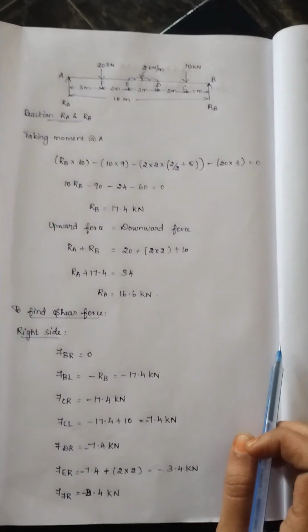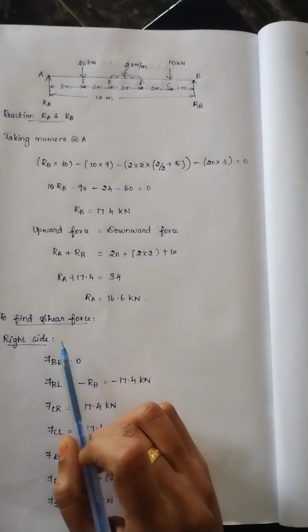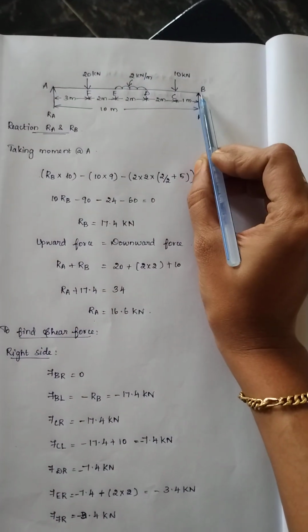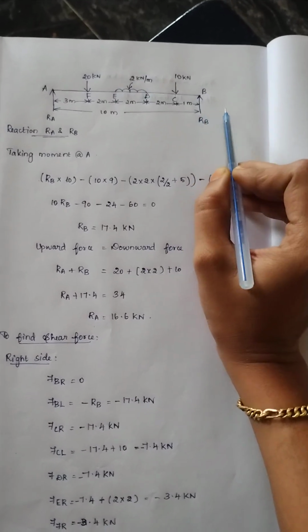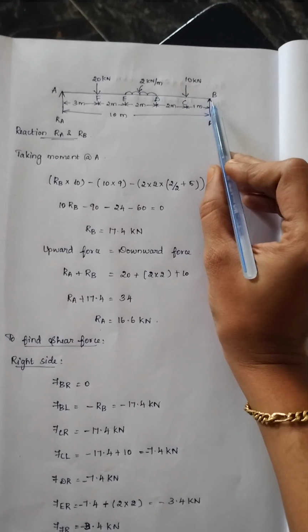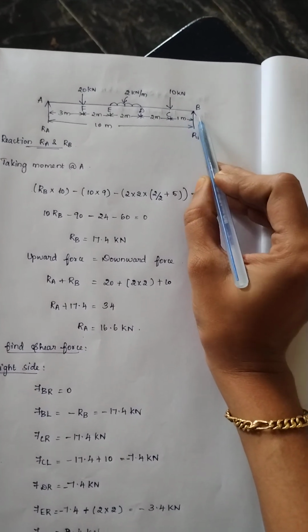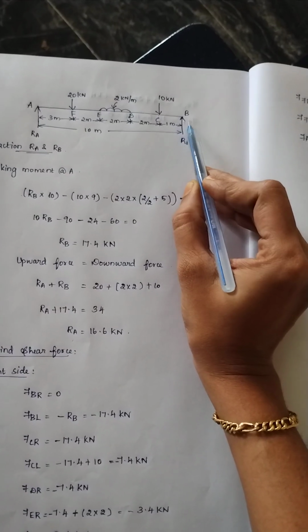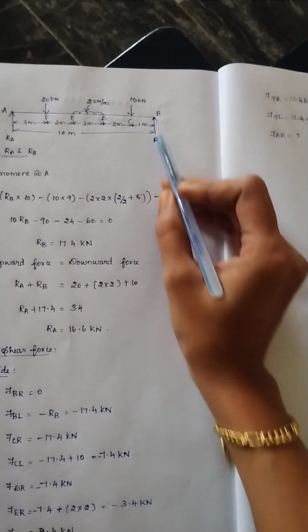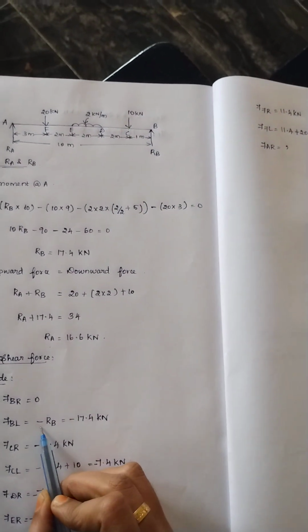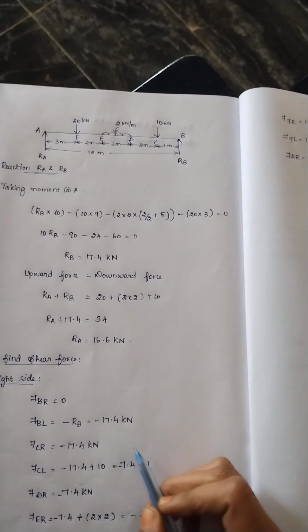Then we are going to calculate the shear force. I am going to consider the shear force from the right side. Therefore, from the right side, FB right, the value is 0. For point load, we have to consider the point load at that point for the left side only. Therefore, for the right side, the value is 0. For the left side, FB left, the RB upward force is acting. While considering shear force from the right side, for upward force we have to take the negative sign. Therefore, FB left is minus RB. The value for RB is 17.4 kilonewton.